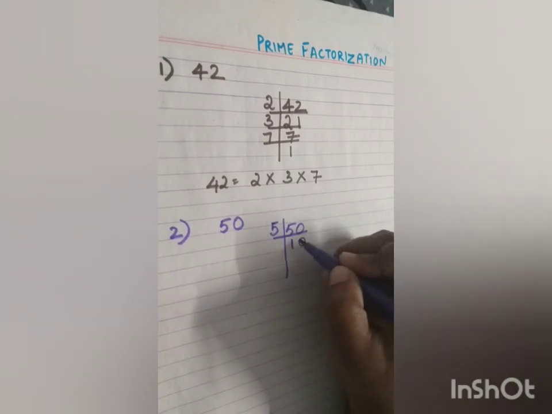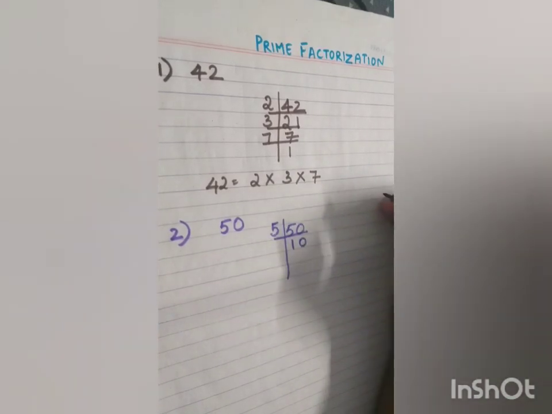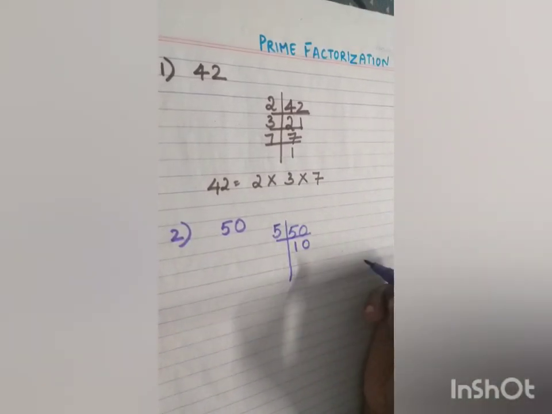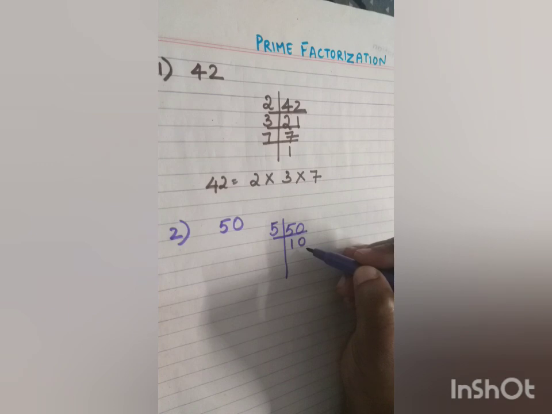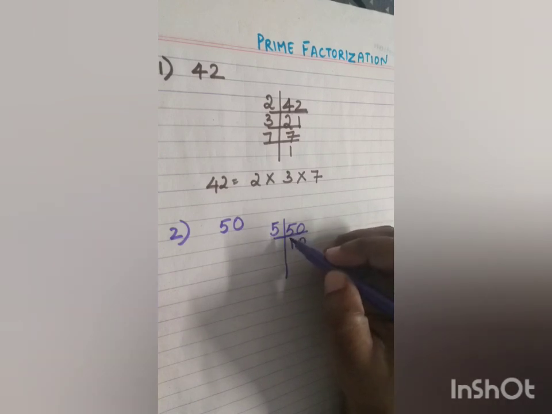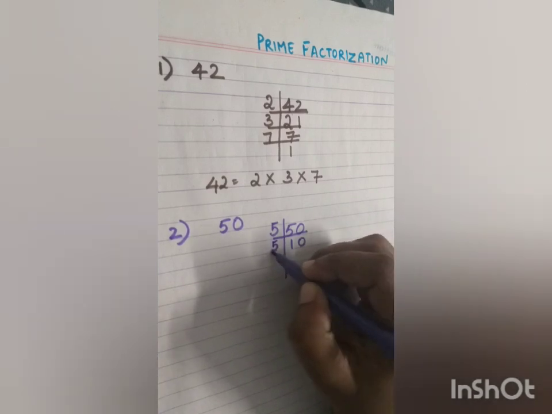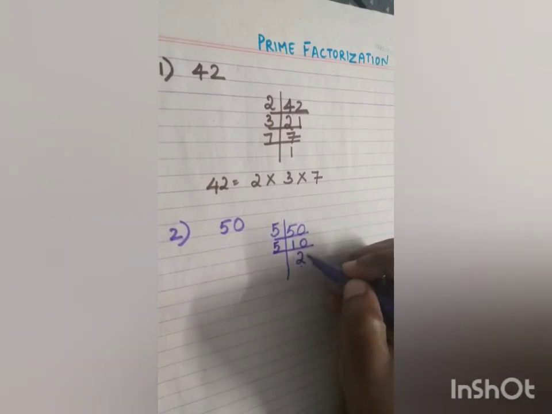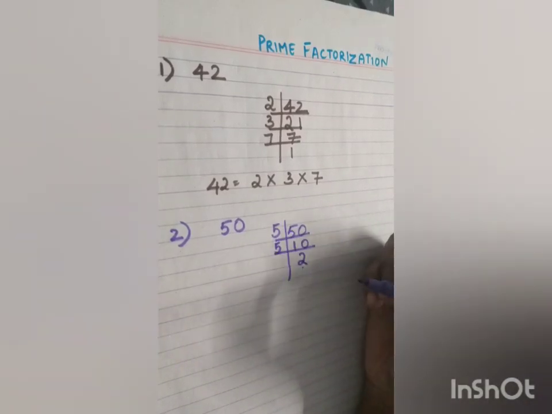5 tens are 50. Is it clear? So our next number is 10. Here also the number which divides 10 is either 2 or 5, isn't it? 2 5s are 10 and 5 2s are 10. So whatever number you want you can take, either 2 or 5. I'll take 5 itself. 5 2s are 10. The next number is 2.